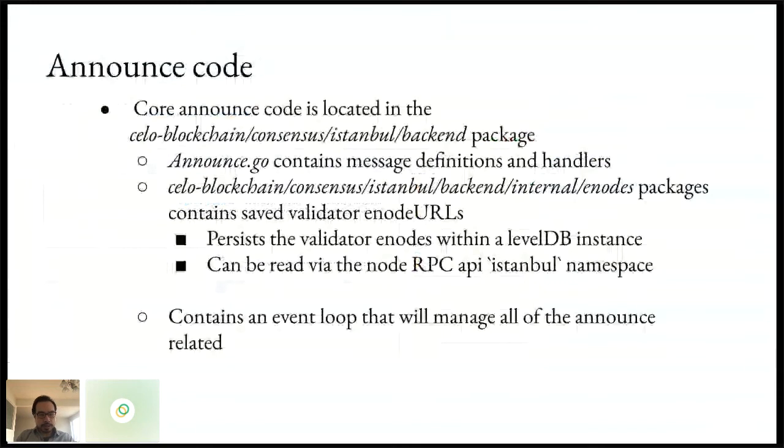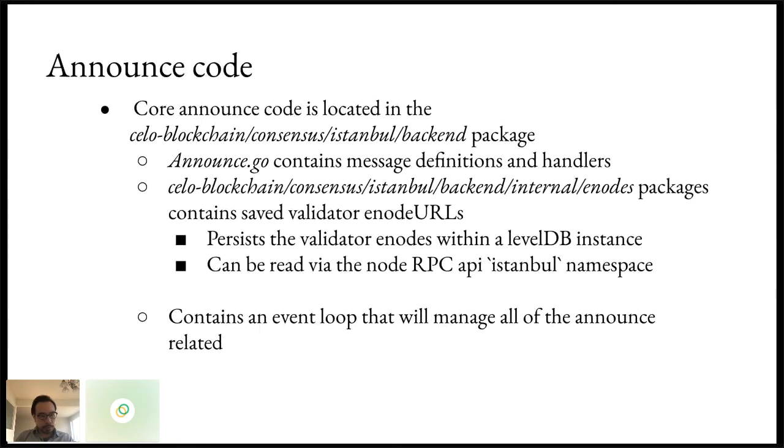So the actual implementation of this protocol is done within this Istanbul backend package, as highlighted in this slide. Within this package, there is a file announce.go, and this file contains the message definition and all the message handling logic. It's very similar to what I mentioned before about the core package, which had separate files for every message type. In this case, all the messages are within announce.go.